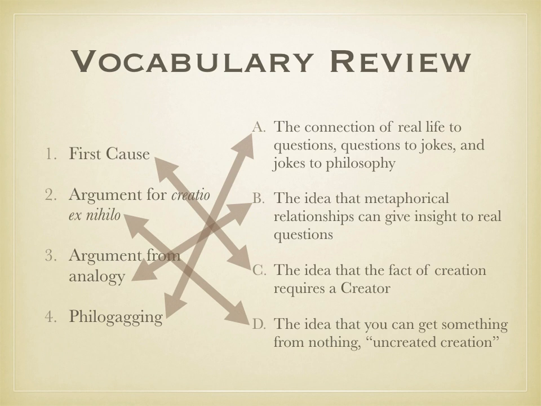All right. I hope very much that your answers correspond with mine. A first cause is the idea that the fact of creation requires a creator. The argument for creatio ex nihilo, my Latin is terrible, I apologize, is the idea that you can get something from nothing, or uncreated creation. The argument from analogy is the idea that metaphorical relationships can give insight to real questions, as we saw in the elephant joke. And philogagging is the central idea of this text, that there is a connection of real life to questions, questions to jokes, and jokes to philosophy.